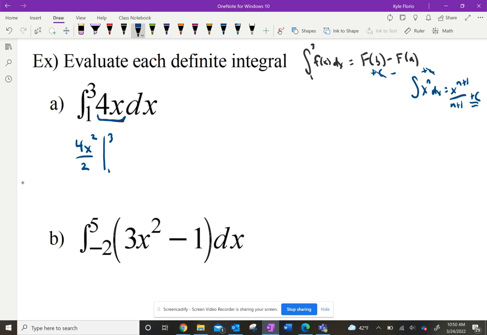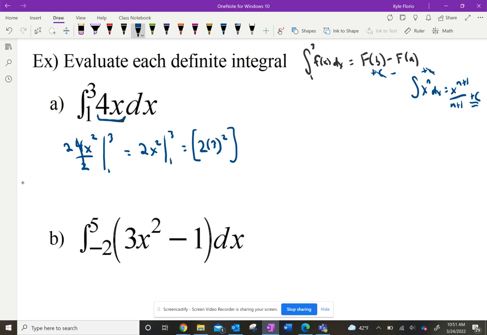So I found capital F of x. It's actually going to be 2x squared, because those simplify. Now I just need to plug in 3, and I need to plug in 1. So let me just write that. So this is 2x squared from 1 to 3. So it's going to be plug in my upper limit b, which is 3. It's going to be 2 times 3 squared.